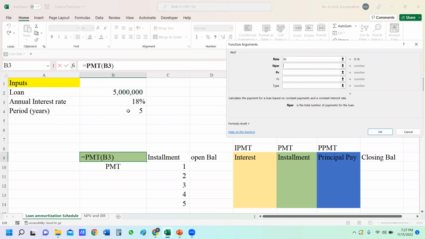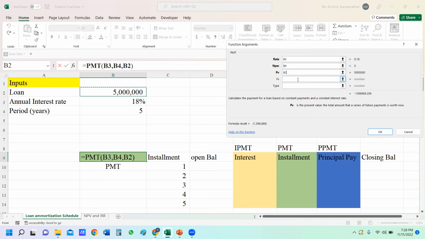And for 5 years, how many loan installments? 5 installments. So we can say number of payments, installments, 5. Present value is our loan amount, the amount you finance, amount you borrow, or financial facility you expect to arrange from your financial provider. That is this much. Then you can see these two are not important. FV means future value. That means at the end of the period, you want to ensure the loan is fully settled and create a saving asset.